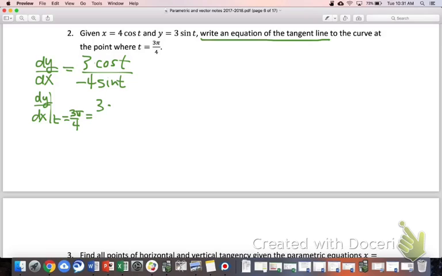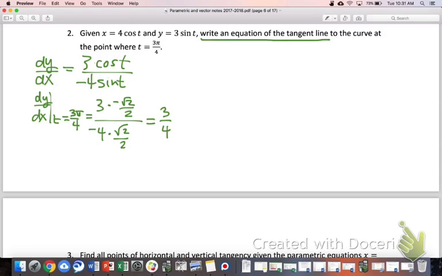And so cosine of 3 pi over 4 is one of those root 2 over 2s, but it's in the second quadrant, so it's negative. So negative root 2 over 2. And then down here we've got negative 4 times sine of 3 pi over 4. Again, it's a root 2 over 2, but it's positive because we're in the second. Bottom line is those root 2 over 2s will cancel, but the negatives will also cancel, so we end up with positive 3/4 for our tangent line slope.